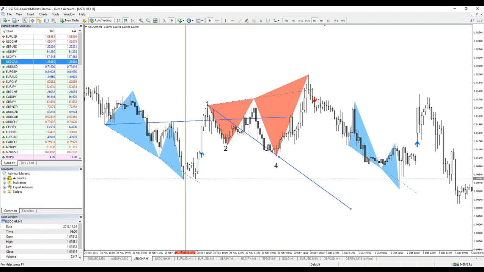Rolando is asking, is it possible to enter trade at 0.4? No, Rolando, no way. You need to have 5 points: 1, 2, 3, 4, 5. The 1, 2, 3 trend line break is the only possible entry per Bill Wolfe rules.